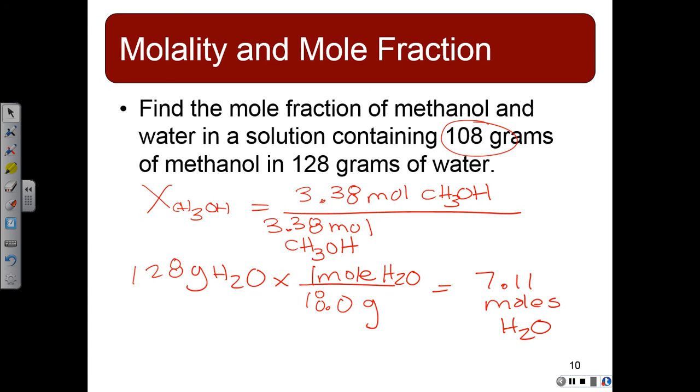Okay, so we put 3.38 plus 7.11. So you'd add up 7.11 and 3.38 and divide that into 3.38, and you should get 0.322. So you get your mole fraction. That's all it is.